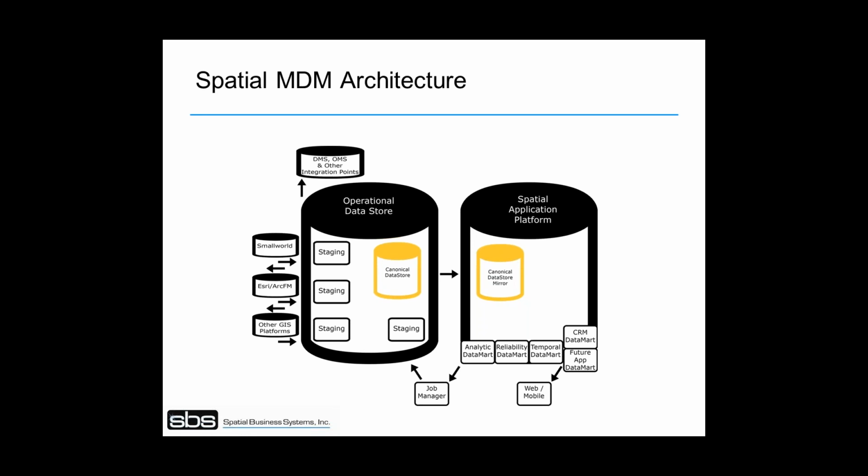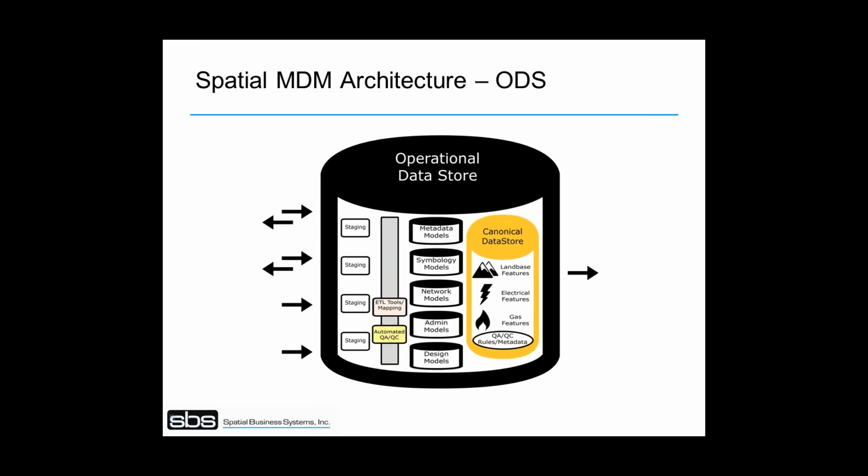So that's a little bit of the way the broader spatial MDM architecture looks. If you go into the operational data store, you can see it's comprised of a number of different things. The data initially gets staged into various staging tables, and these, depending on the nature of the database, can be version managed or non-version managed. And then it gets processed by ETL, FME Server, and that's where the quality assurance, quality control, the whole validation framework takes place.